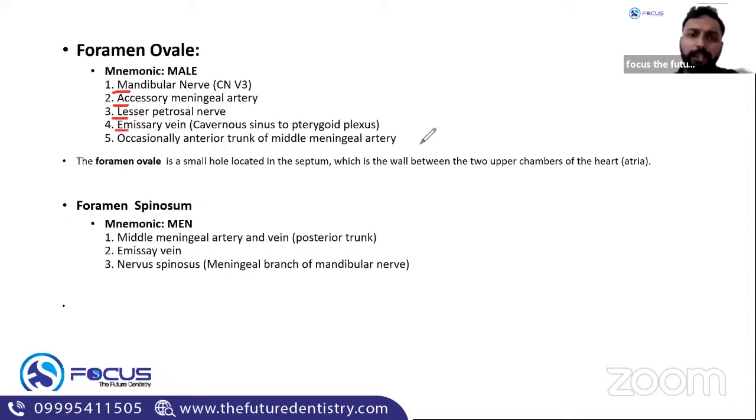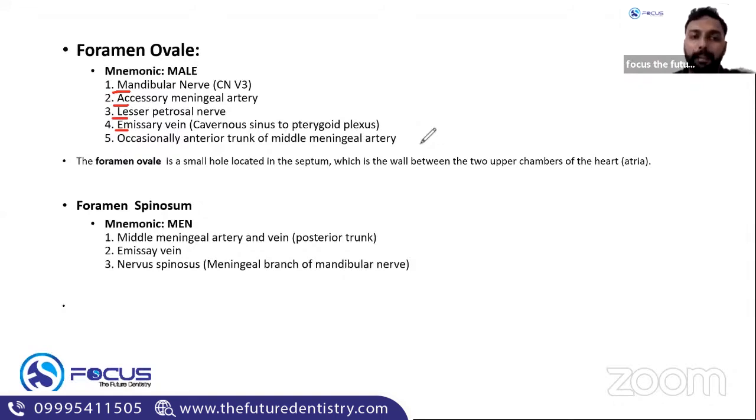Now, what do you mean by emissary vein? See, any vein which acts like a messenger between the blood supply within the cranium and the extracranial blood supply is known as emissary vein. So it is a vein which basically connects the venous supply externally to the venous supply within the cranial cavity. Okay, so you get emissary veins through all foramens. So anywhere you can find a small emissary vein.